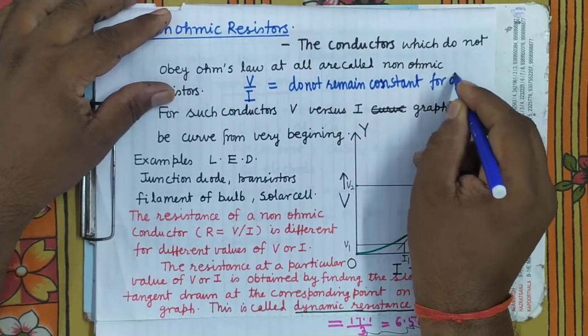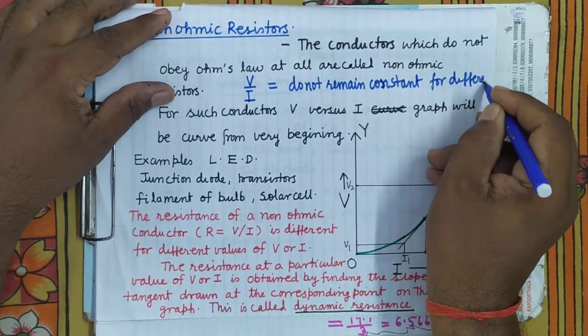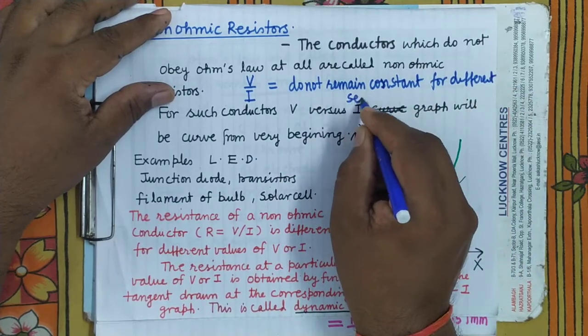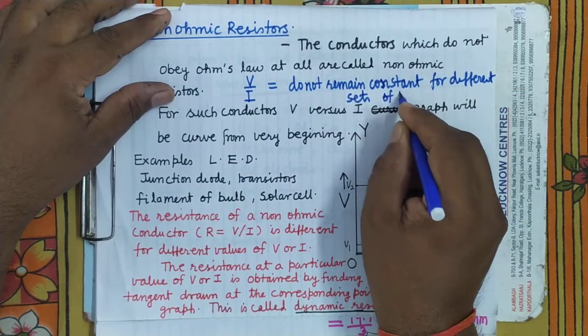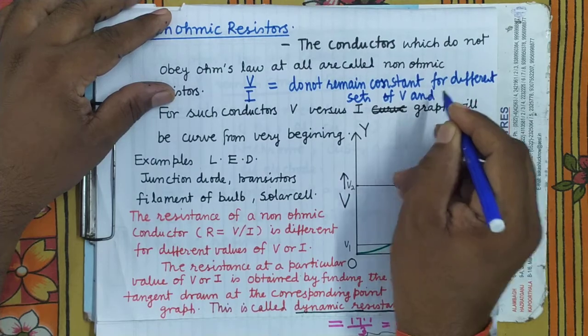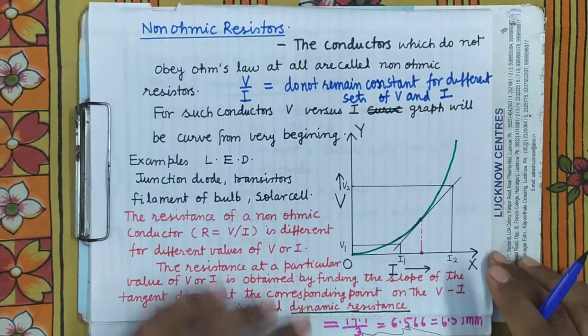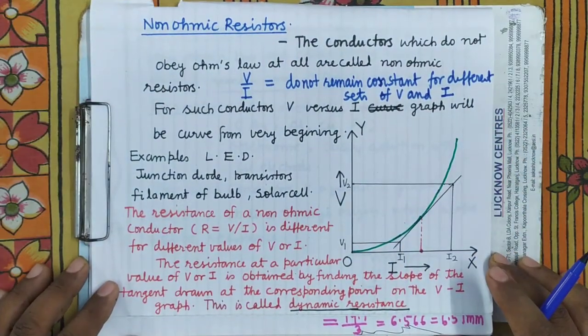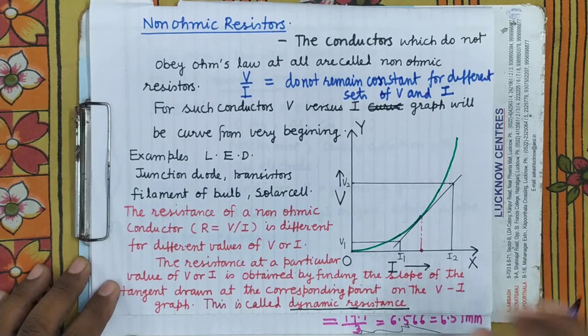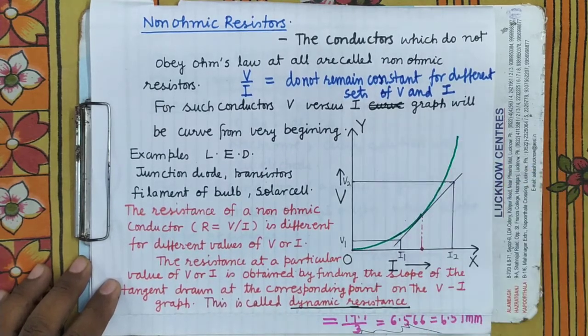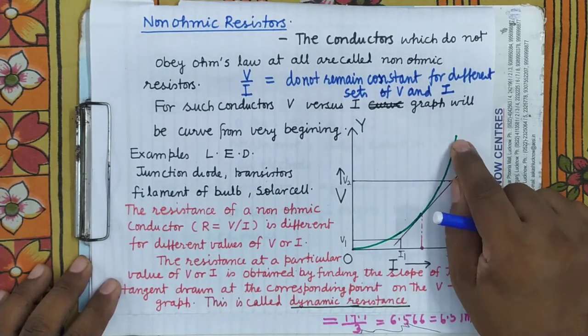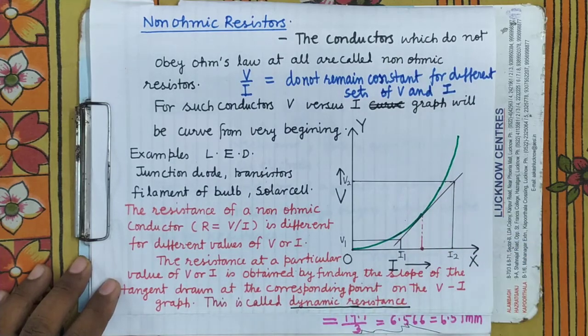For different sets of V and I, the ratio does not remain constant. That's why this graph becomes curved. It does not remain a straight line, it becomes curved.